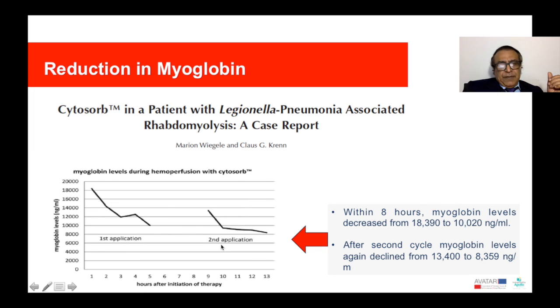Then there are a couple of small studies which have used this cartridge, like in this Legionella pneumonia case where rhabdomyolysis was associated. The usage of the cartridge showed a very marked reduction in myoglobin levels in this patient. The patient finally survived after 3 or 4 cartridges.